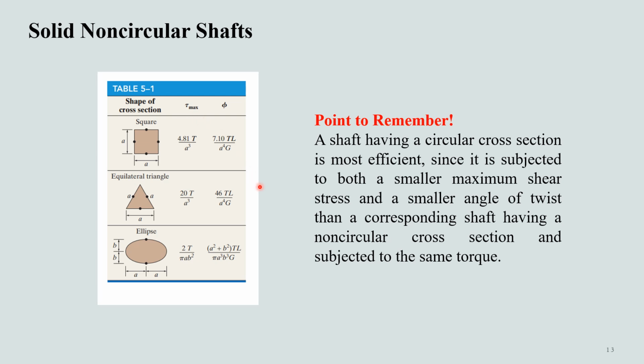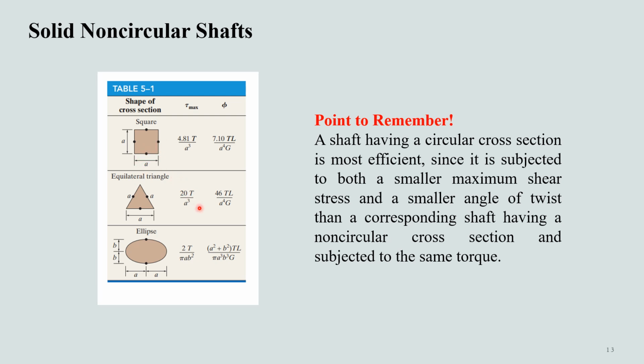Without going into the details of the derivation using theory of elasticity, for this particular course, we are just going to consider the final result for these cross sections. We can see here in this table the tau maximum and the angle of twist for the different cross sections. In all these cases, the maximum shear stress occurs at a point on the edge of the cross section that is closest to the center axis of the shaft. In this table, these points are indicated as dots on the cross section.